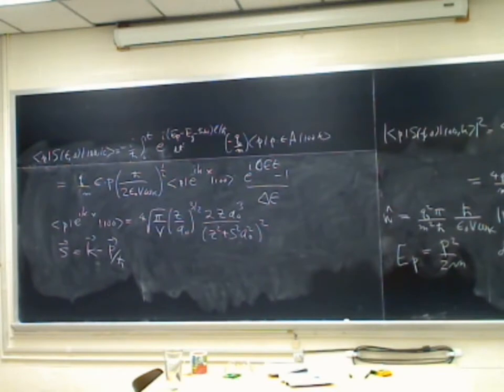And the sum over these final states is not simply V over (2 pi h bar) cubed d cubed p, but there's a factor of 2 here because the final electron can have two possible spin states. And we're not measuring them, we're just summing over them. And so this is 2V p squared dp d omega over (2 pi h bar) cubed.